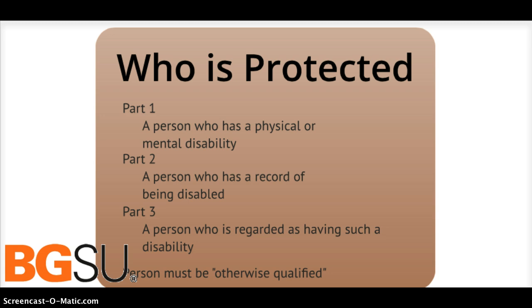A disabled kid tries out for the basketball team, 10-man roster, and is the 20th best player in the school. They are cut from the team because of their ability to play basketball. That is not a violation of 504, right? So they weren't otherwise qualified, and so they are not being discriminated against.